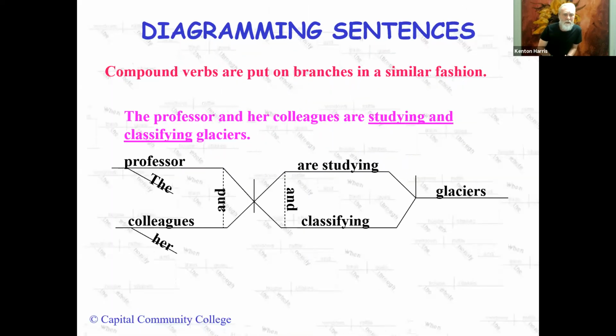Again, slightly more complicated, but you see that the basics are still the same, right? Subjects on the left, verb on the right, separated by a vertical line that bisects the diagram. And then the direct object is still on that horizontal line, but it's separated by a vertical line which does not bisect the horizontal line.